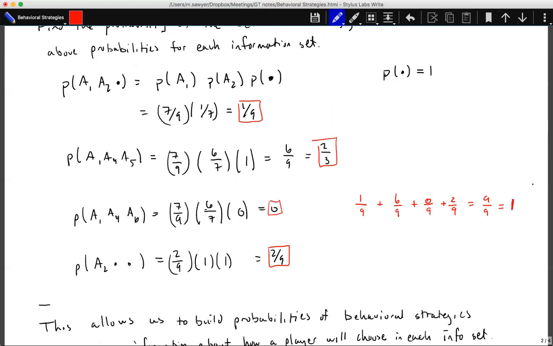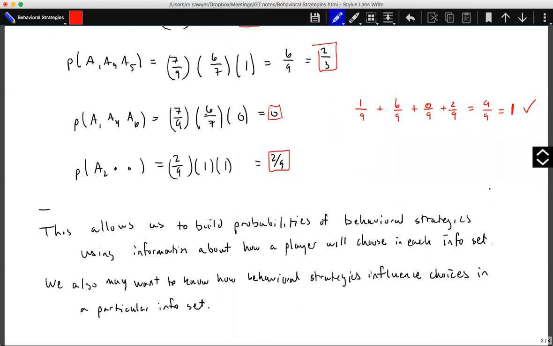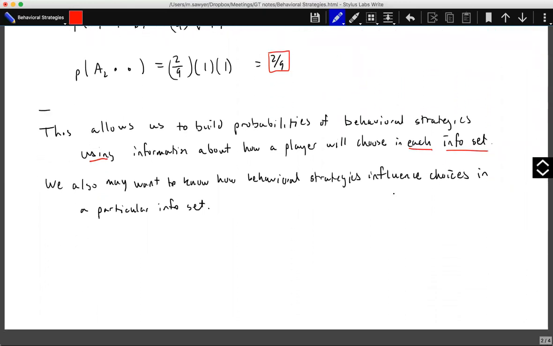And the probability of A's choices should all add up to 1. So this is valid. What this allows us to do is to build the probabilities of the behavioral strategies using the information about how a player will choose in each information set. So we only need to know how the player chooses in each information set to build the larger probability. And we may also want to know how the behavioral strategies influence choices within a particular information set.